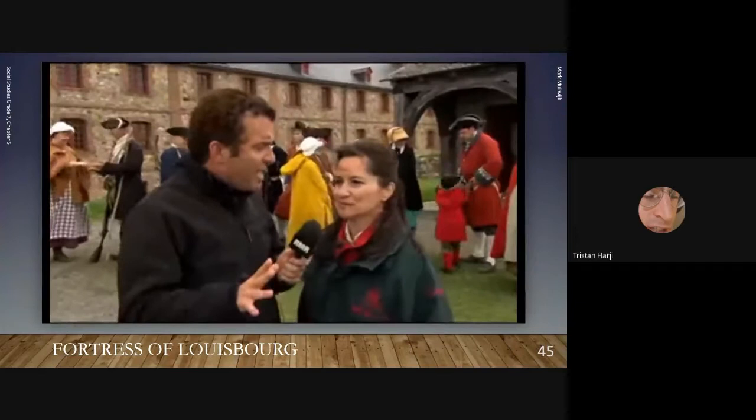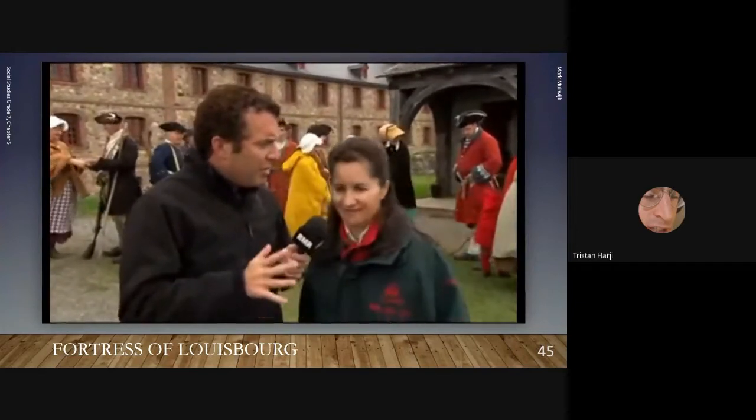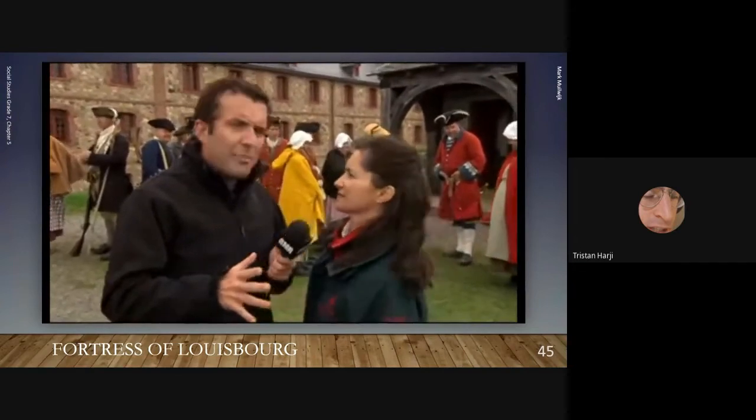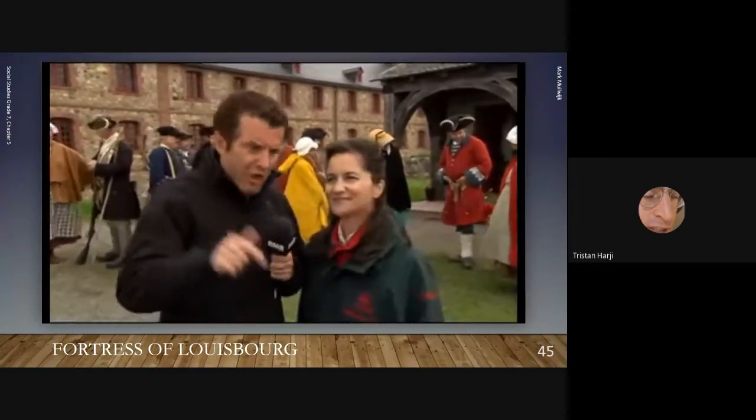So this was an entire town in the 1700s. Yes. What was the population? At the maximum, about 6,000 or 7,000. That's the population of Flin Flon, Manitoba. We're right here. Right French here.